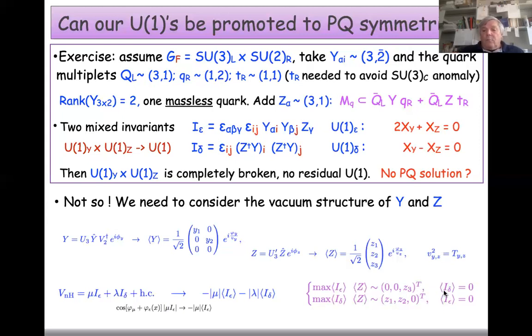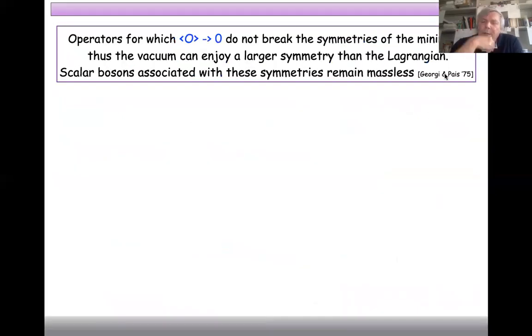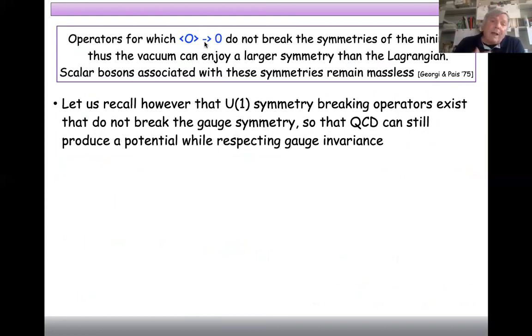In this vacuum, I delta is 0, clearly. While if I go in this vacuum, it is I epsilon which is 0. So on the vacuum, only one of the two invariants will survive, which means that the corresponding symmetry will not be broken by the other invariant. This was studied already in '75 by Georgi and Pais. So the idea is that operators for which the vacuum expectation value vanishes do not break the symmetry of the vacuum. Thus, the vacuum can enjoy a larger symmetry than the Lagrangian, and the scalar bosons associated with these symmetries remain massless. They are, so to say, a different type of Nambu-Goldstone bosons.